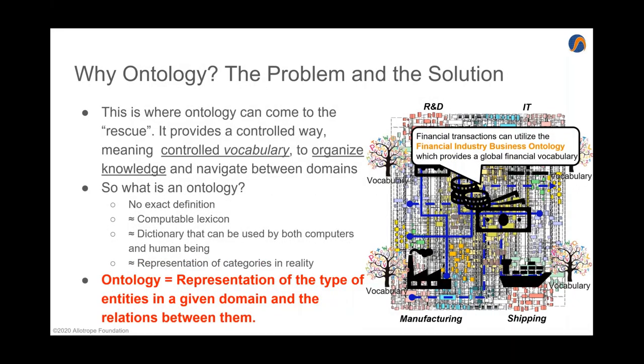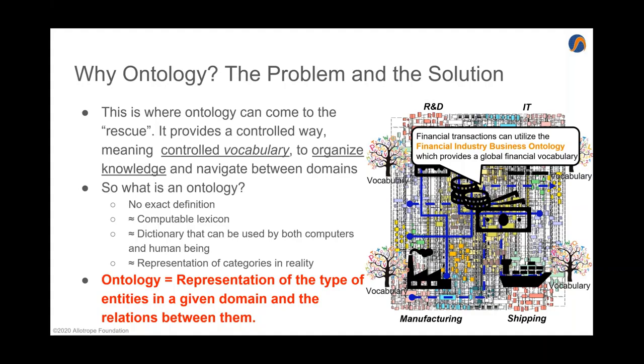So this is where ontology can come to the rescue. If we want to run some business transaction between different types of organizations, or within an organization, we can, for example, utilize the FIBO, the Financial Industry Business Ontology, which provides a global financial vocabulary to the transaction. So the ontology provides a controlled way of organizing knowledge by giving a controlled vocabulary.